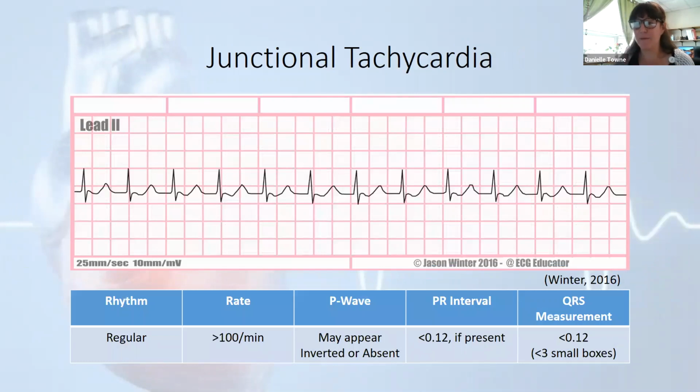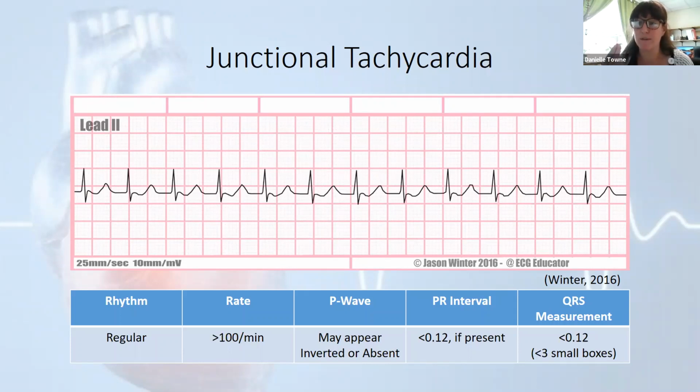All right, so one step higher, we've got junctional, which is a rate of 40 to 60, no P waves or they're inverted. We've got accelerated junctional, which is a rate of 60 to 100, no P waves or they're inverted. Now we've got junctional tachycardia, which is a rate of greater than 100, but again, still no P waves or they may be inverted.